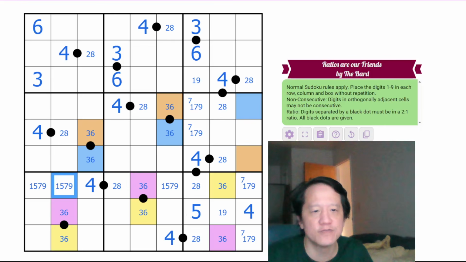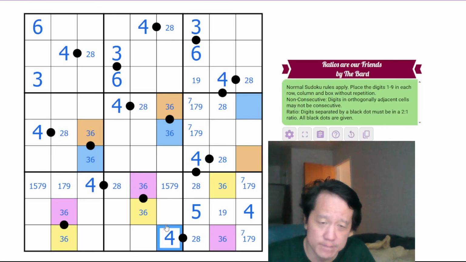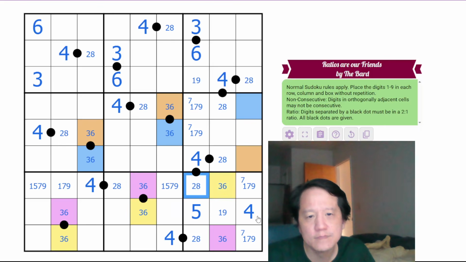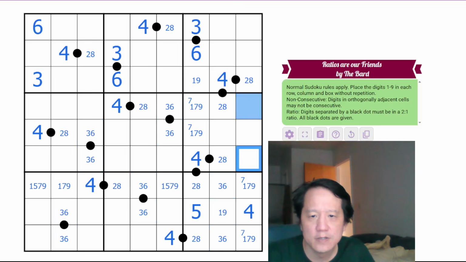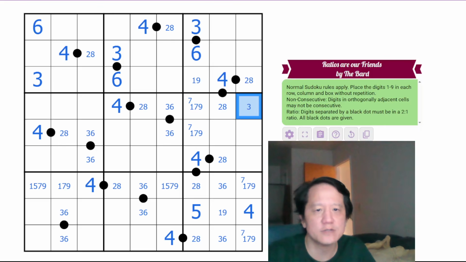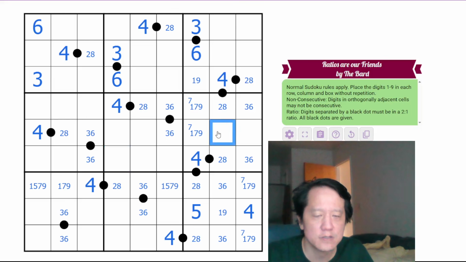5 cannot be next to the 4. These two digits have... Okay, so pink and yellow don't help too much either. So let's just clear the... this has to be a 3, 6 pair, so let's do that. That's important, though. So this is 3 and 6. That's 3 and 6. Remaining digits in this right central box are 1, 5, 7, 9.